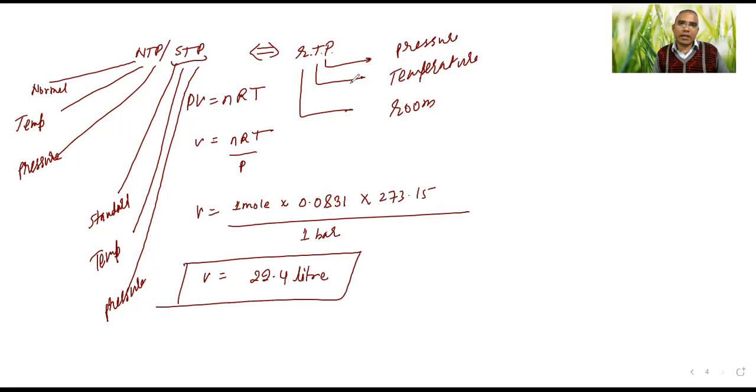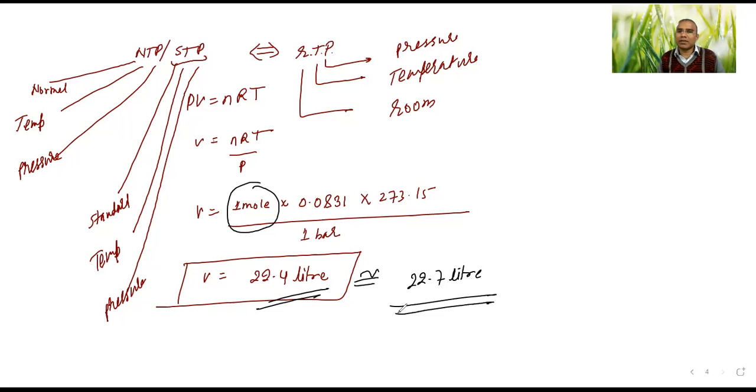How many moles have you taken here? 1 mole. So the volume of 1 mole of gas is how many liter? 22.4 liter. Yes or no? Some places also mention 22.7 liter, but that is a little bit after the decimal point, so this can be considered.